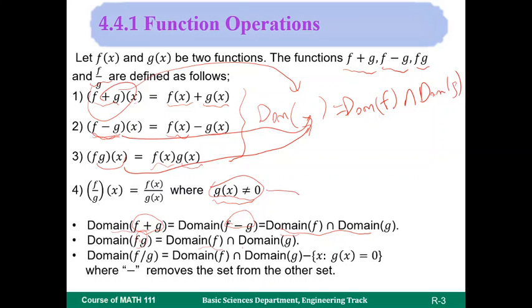In the fourth one, the quotient function, f over g or f divided by g, we find the domain this way: domain of f intersection domain of g, and then we remove the x values such that g of x equals 0 from this set. So we find this first, and then we find these x values, then we remove these x values from this intersection.